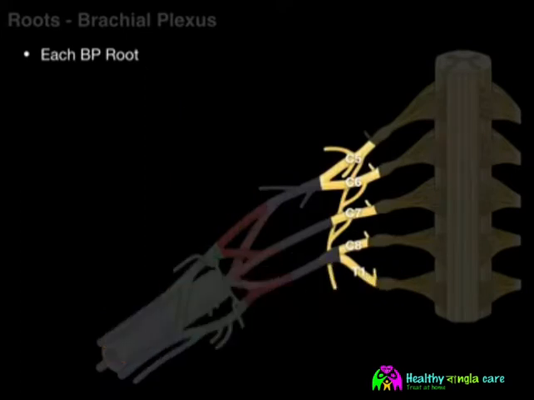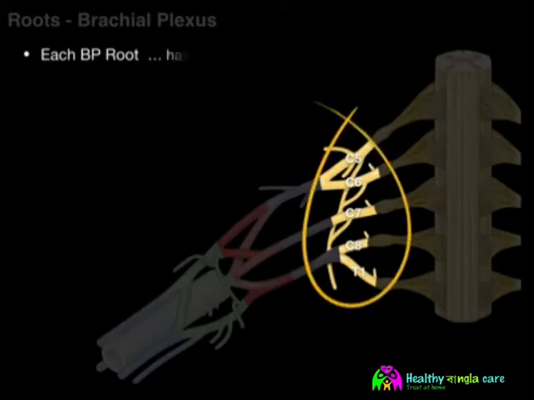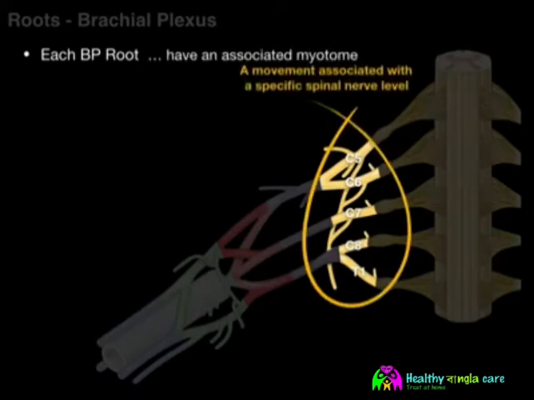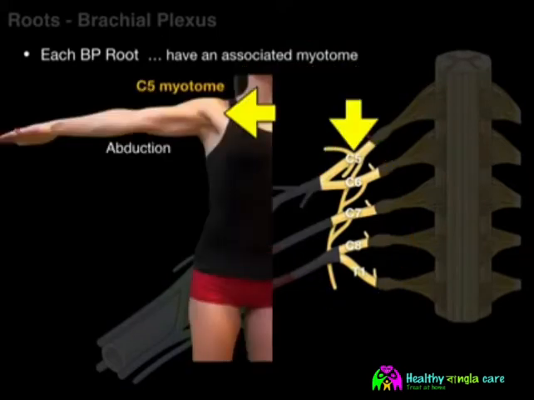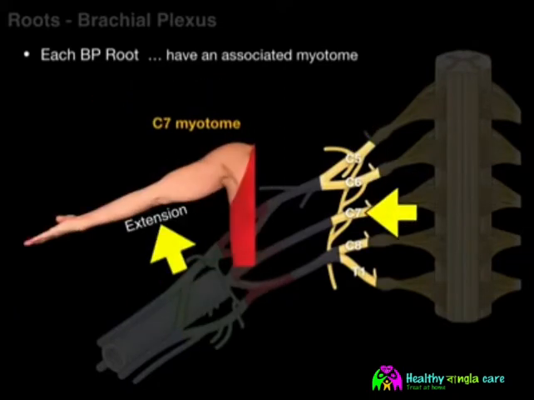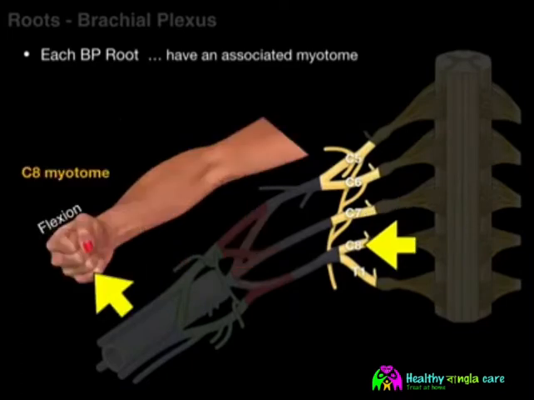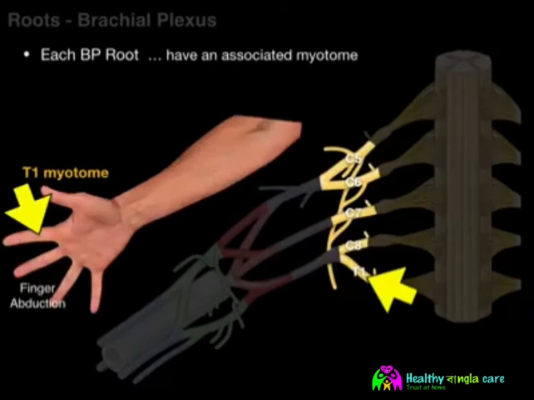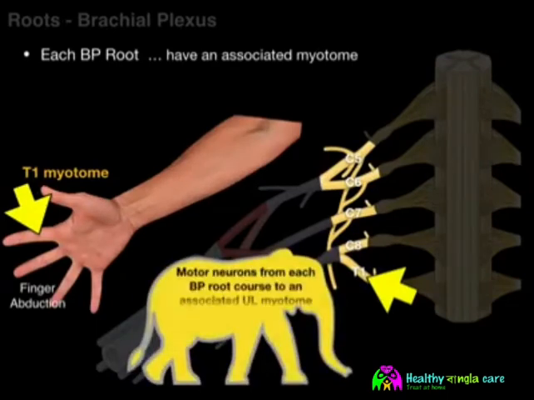Another thing to remember is each brachial plexus root has an associated myotome. And a myotome is a movement associated with a specific spinal nerve level. And so there's the C5 root. It is associated with abduction of the shoulder. C6 root associated with flexion of the elbow. C7 root, extension of the elbow. C8 root, finger flexion. T1 root, finger abduction. So the thing to remember is this: motor neurons from each brachial plexus root course to an associated upper limb myotome with an associated movement.